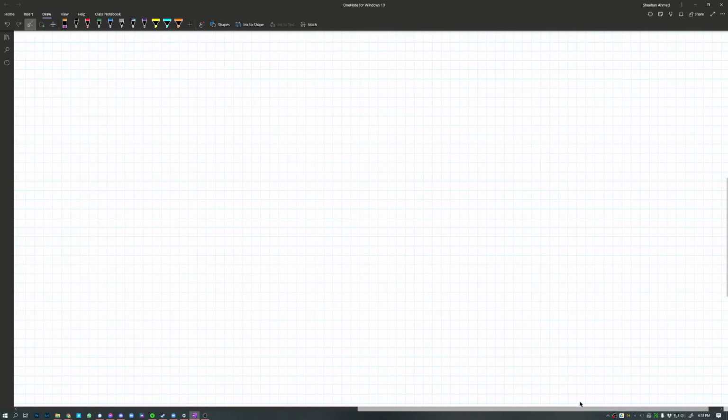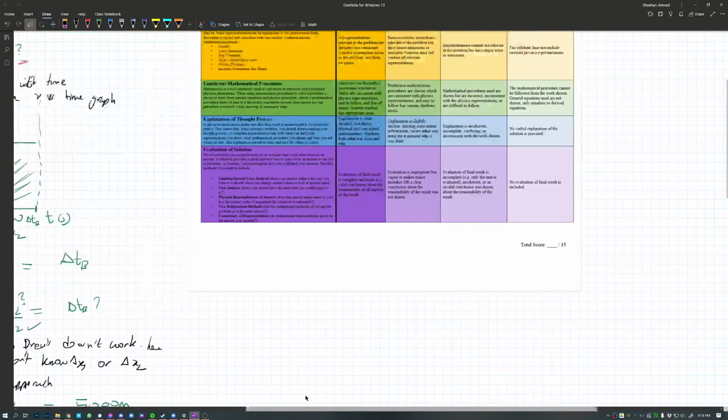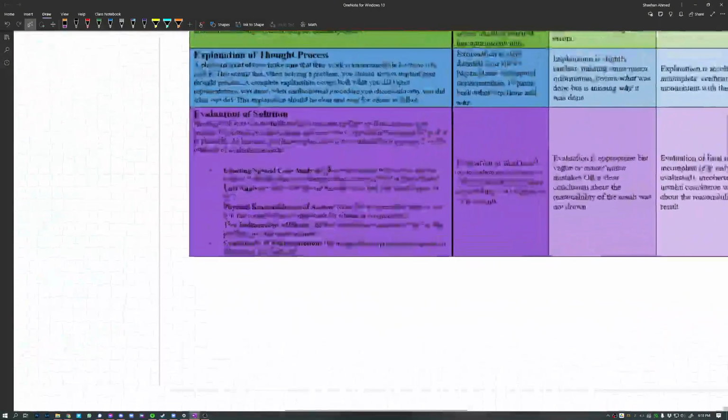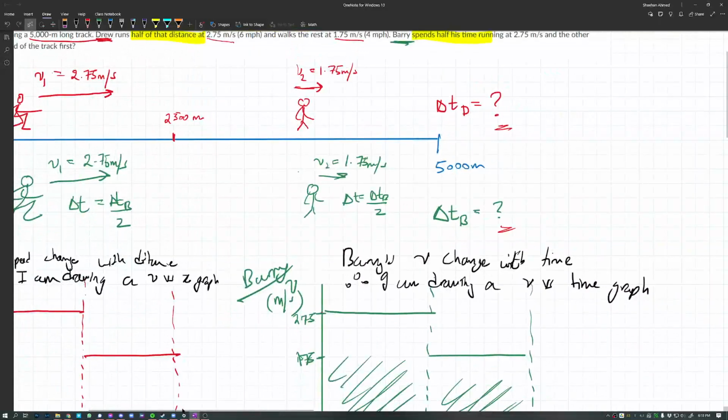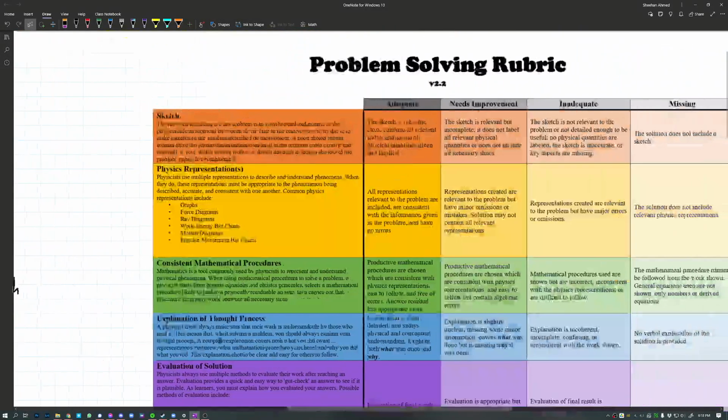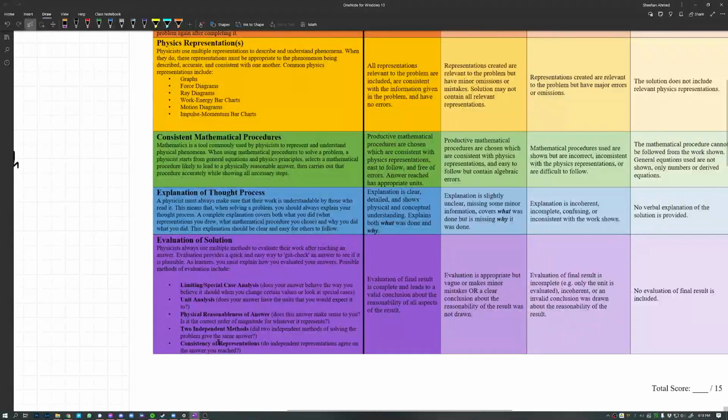No, we're not. We have one of the most important parts of problem solving still left: the evaluation of the solution. Physicists always use multiple methods to evaluate their work after reaching an answer. Evaluation provides a quick and easy way to gut check an answer to see if it is plausible. Like, why would I trust these numbers, 2,300 and something, 2,200 and something? Those are close enough. Is there some other way we can guarantee that Barry was going to win, and he did?